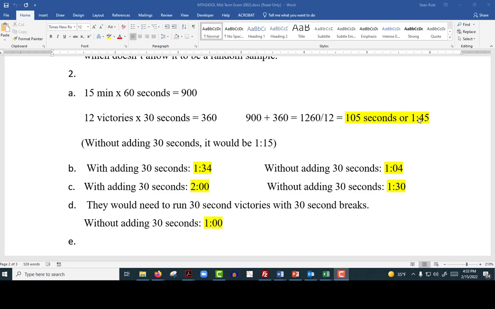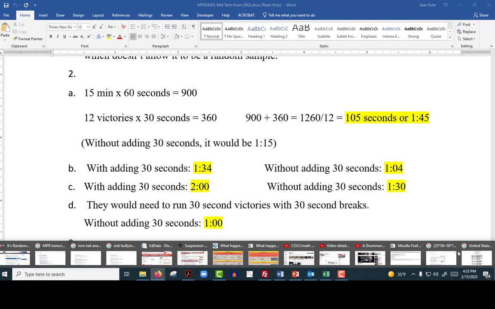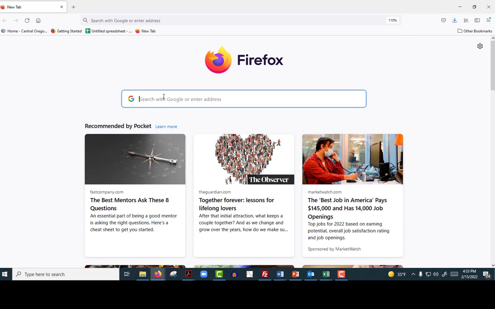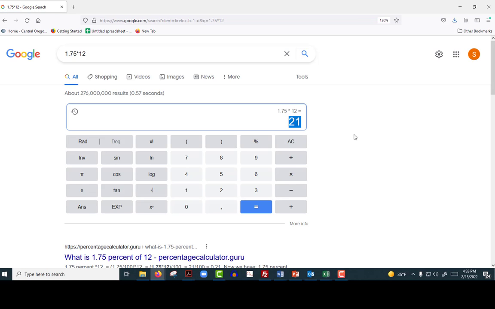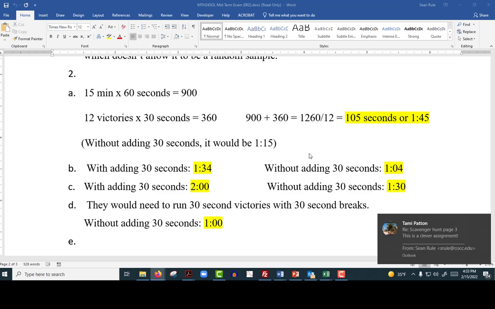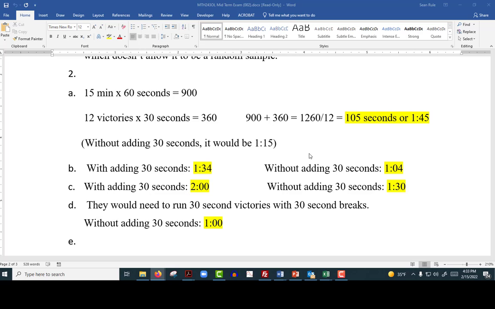If this were possible, if you had a minute 45 victories, right? That's a 1.75 minute victory, right? Because 45 seconds is 0.75 of a minute. If you take, let's just grab a Google window here, 1.75 times 12, that's actually 21 minutes. That's more time than I've actually got. So you don't want to put the 360 seconds or whatever it's going to be back into the 900. Okay? I hope all this makes sense. I think it will. Email back if it doesn't.